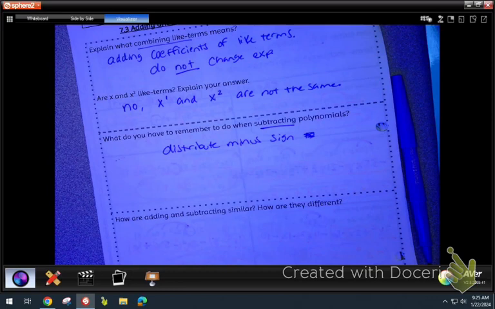So, again, this skill isn't crazy, crazy hard. It is something that's going to be tested on this week, but we'll review it next class as well. But we are going to move on and get to multiplying.